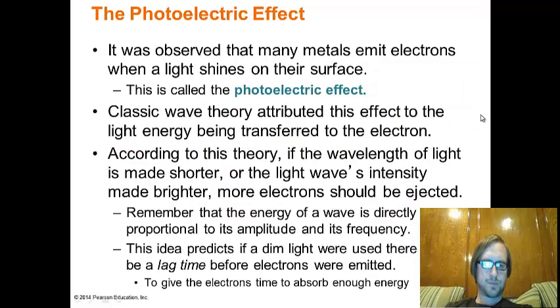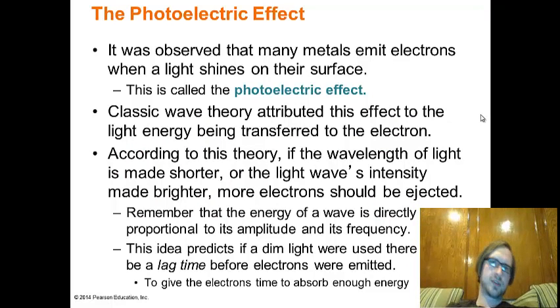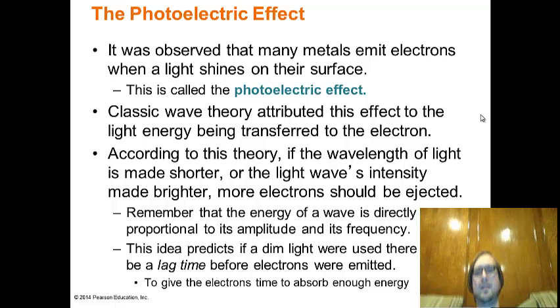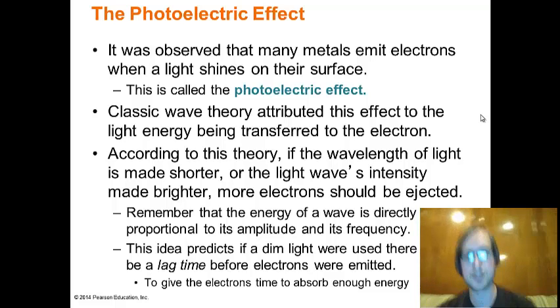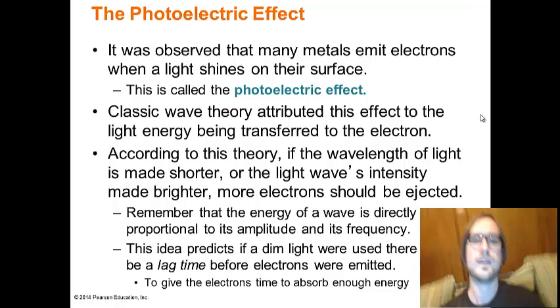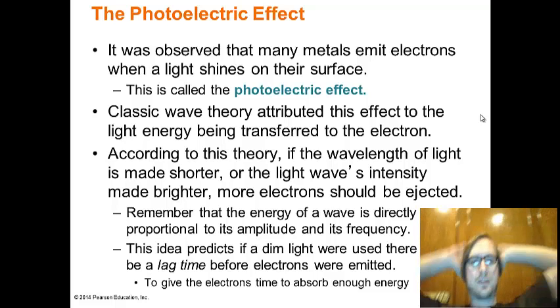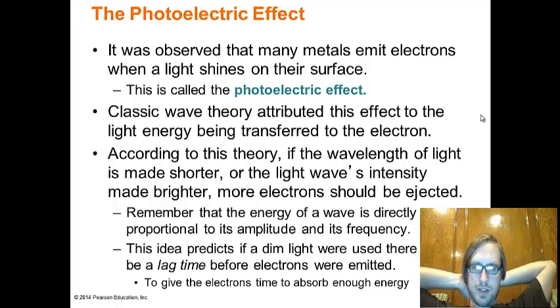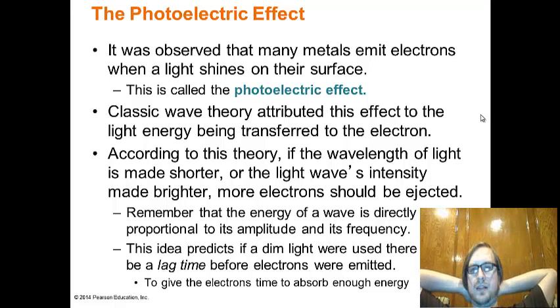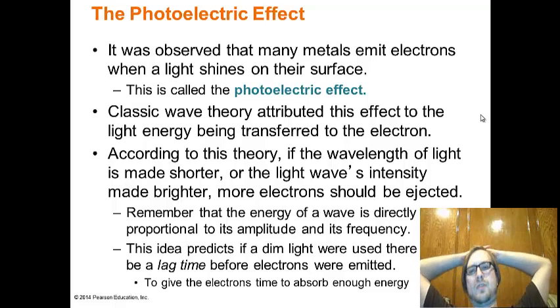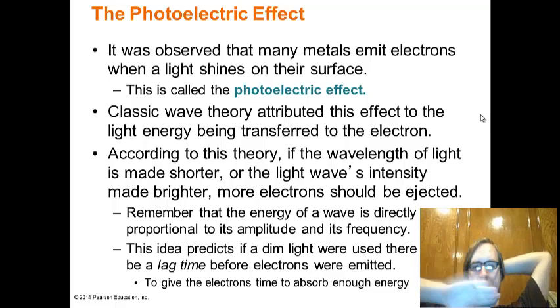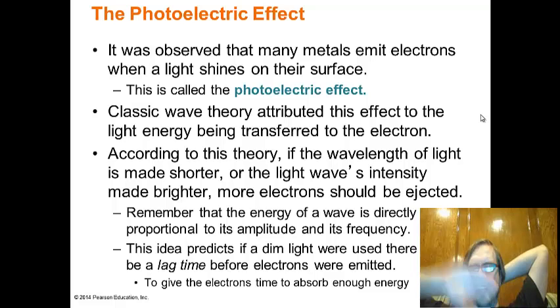So now we're starting to get into really the quantum mechanics of it all. It was observed that many metals emit electrons when light shines on their surface, called the photoelectric effect, for obvious reasons. The classical wave theory attributed this effect to the light energy being transferred to the electron. The problem is, according to this theory, if the wavelength of light is made shorter, or the light's intensity made brighter, more electrons should be ejected.